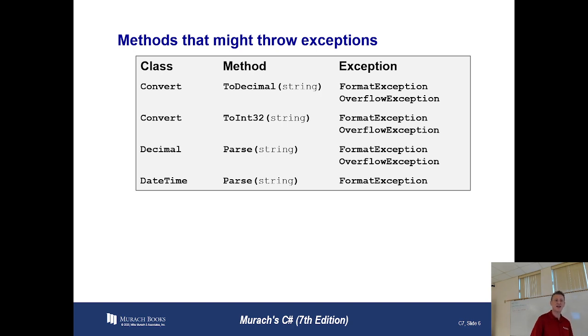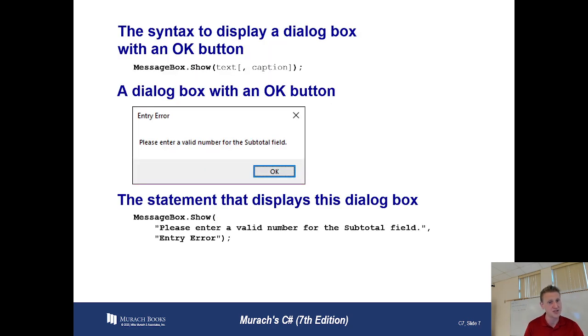And so you see here some different exceptions that can be thrown by various methods. Convert to decimal can throw a format exception or an overflow exception. Because again, you might not be able to store some numbers inside of a decimal. Again, if we're trying to parse something into a DateTime, if that parse method is unable to convert that string into a DateTime object, you're going to get a format exception.